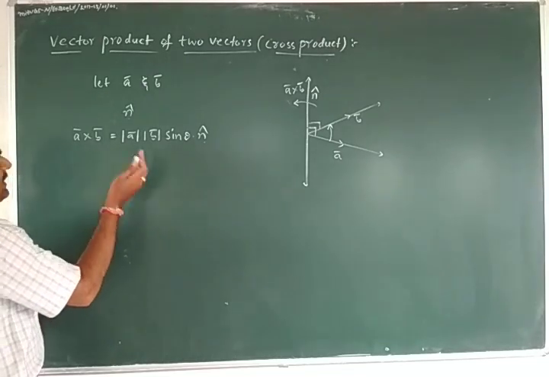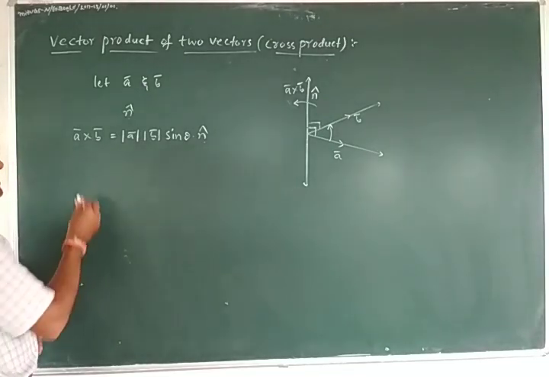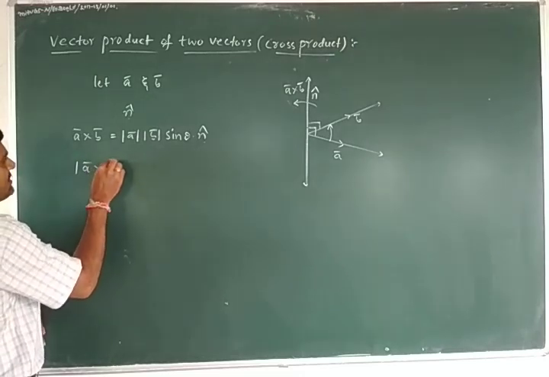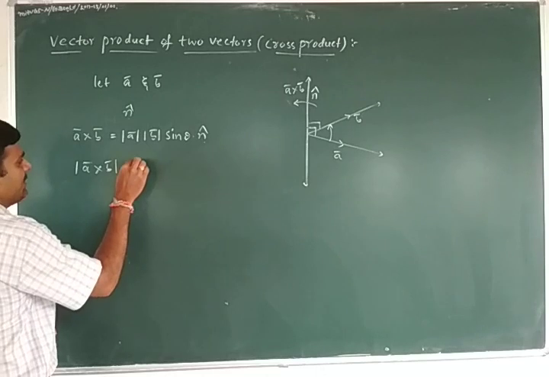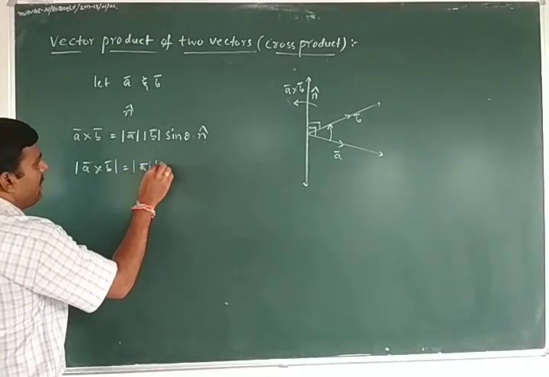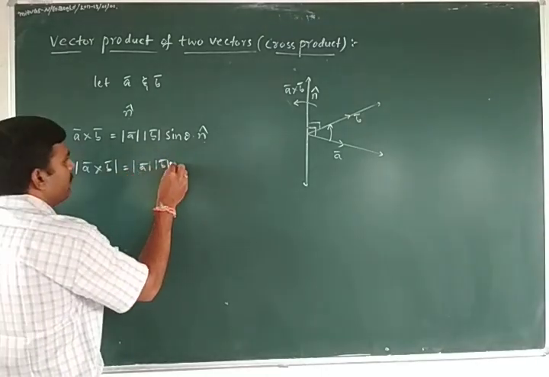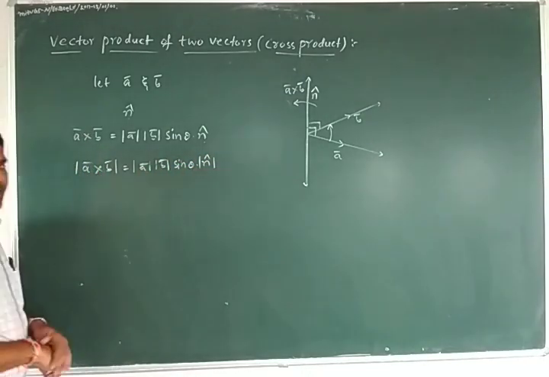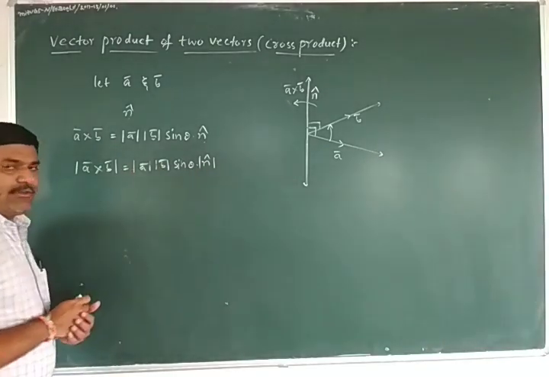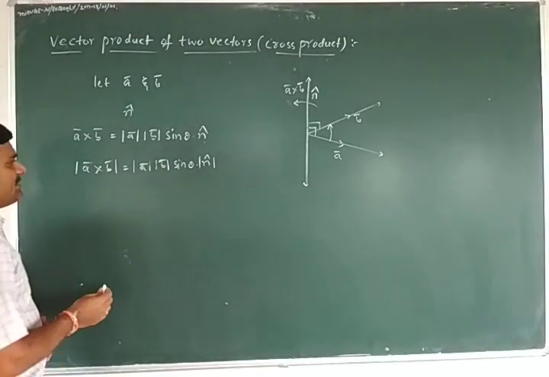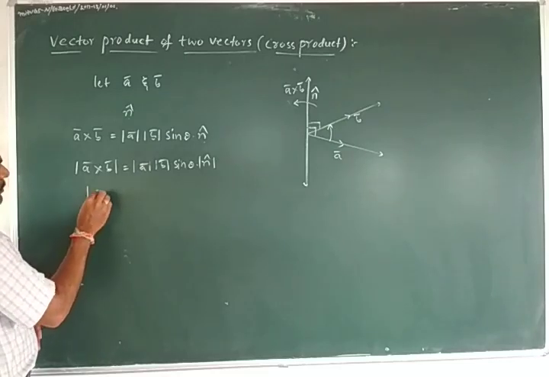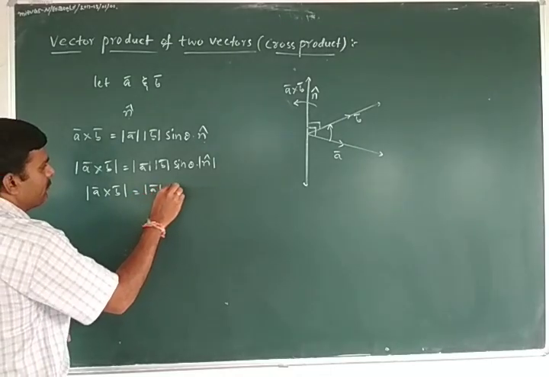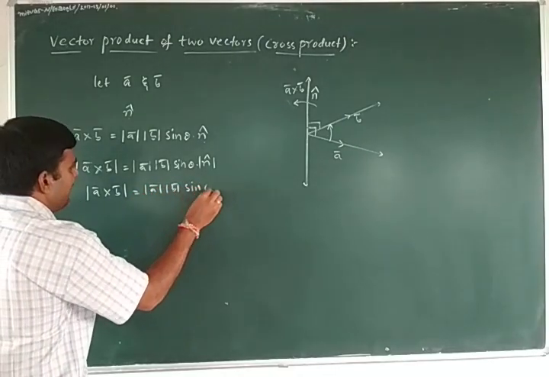Taking magnitude on both sides, mod A bar cross B bar is equal to mod A bar into mod B bar into sin theta, which is a positive value, into mod n cap. Now n cap is a unit vector, so its magnitude is equal to 1. Therefore, mod A bar cross B bar is equal to mod A bar into mod B bar into sin theta.